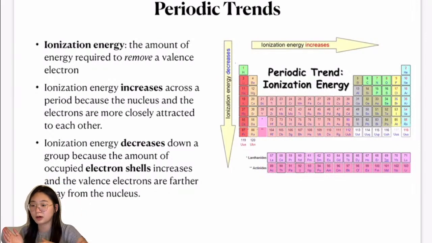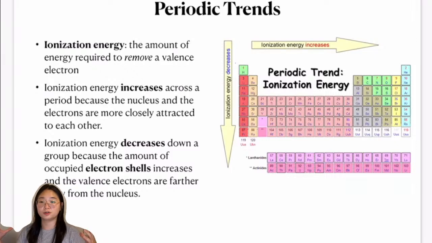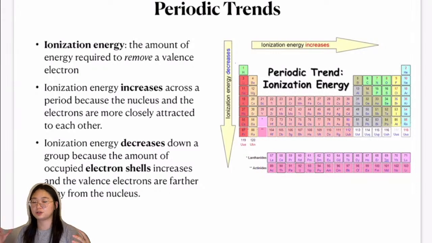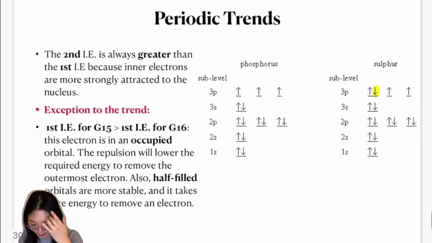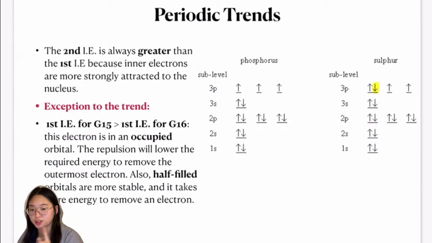When you go from top to bottom, because of the increase in size, the valence electrons are further away from the nucleus, which means the valence electrons are more loosely attached to the nucleus. So it's pretty easy to remove that electron from the atom. That's why ionization energy decreases from top to bottom. That's it for ionization energy. So there is a general trend: from left to right, ionization energy increases, and from top to bottom, ionization energy decreases.